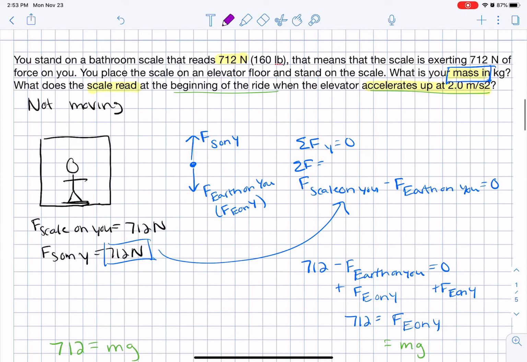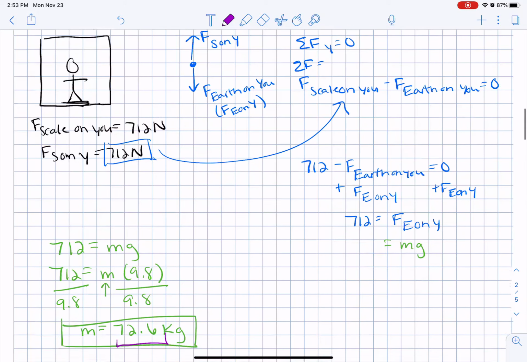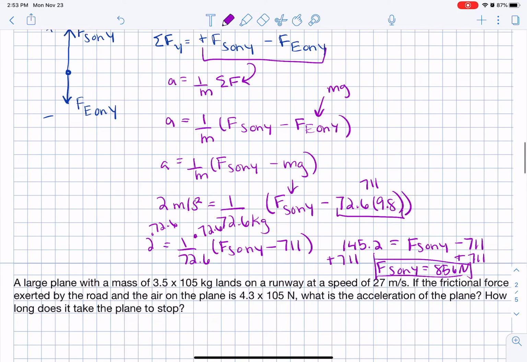So again, this was a two-part problem here. First, we needed to look at the situation where the elevator is not moving. In this case, our force diagram is balanced, and the force the scale exerts on you is going to be equal to the force the earth exerts on you. We know the force the earth exerts on you is mg, okay? So then we could plug that in and find our mass. We then use that mass in the second situation where we had the scale exerting a greater force on you than the earth in order to make the elevator move up. We wrote our sum of the forces, plugged that in, put in mg for the force the earth exerts on you, and then we used our math to solve for the force the scale exerts on you.